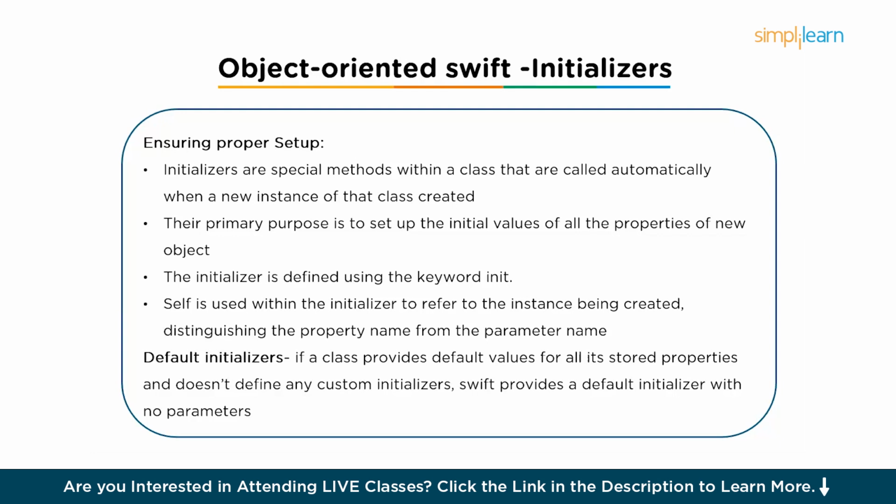Then we have default initializers. If a class provides default values for all its stored properties and doesn't define any custom initializers, Swift provides a default initializer with no parameters. This means that if all the properties of your class already have a starting value, Swift will automatically create a simple initializer for you, so you don't have to write it yourself.